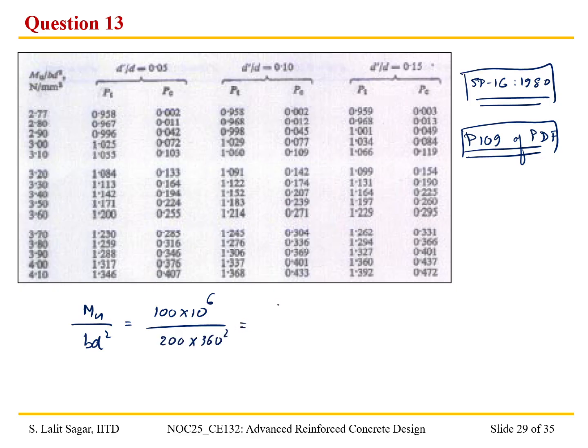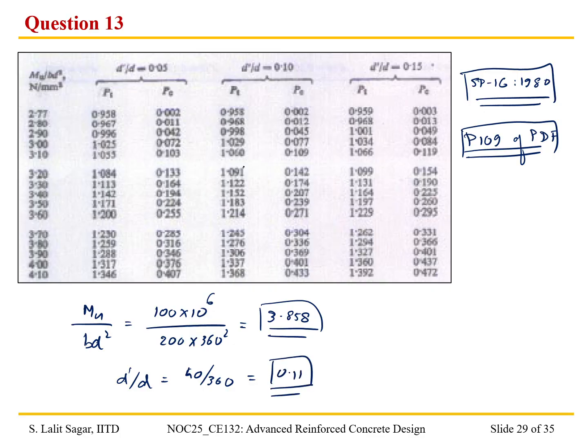which gives me a value of how much? 3.858. And then we have the value of d dash by d, that is how much? 40 divided by 360, that is 0.11.